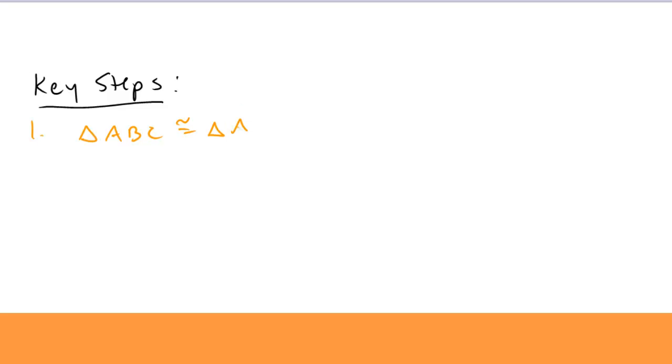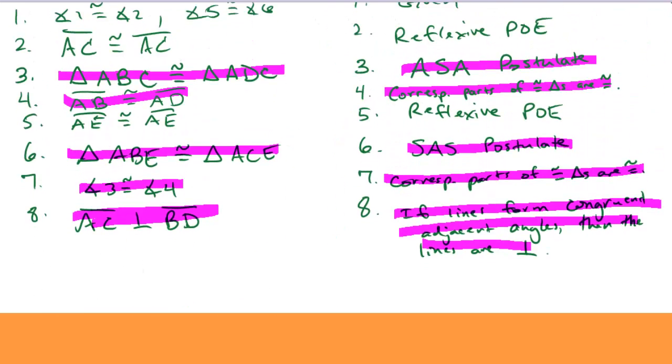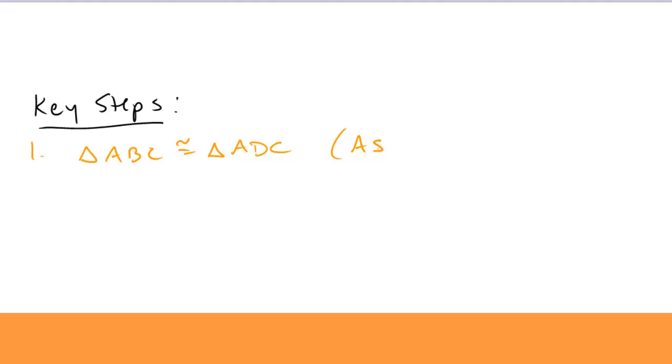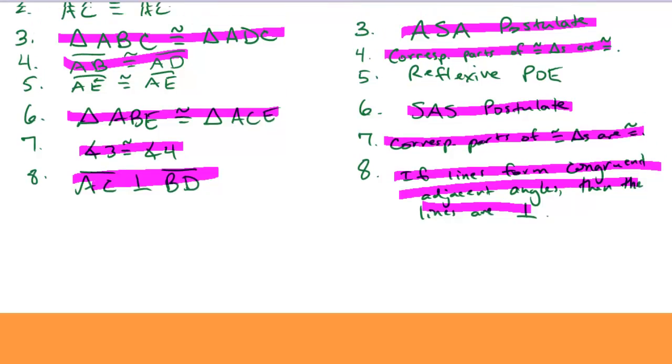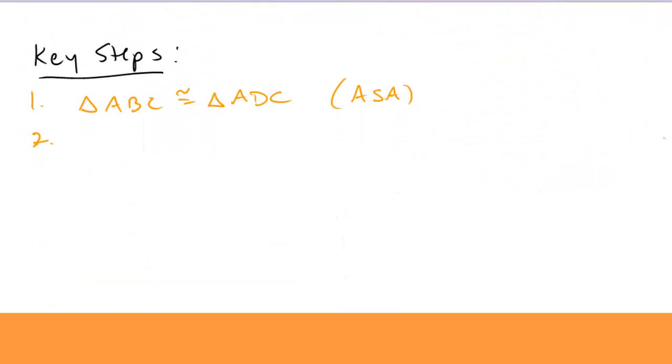By the way, in your notes, when I check them next class, I'm going to look for that proof that we just did in this list of key steps. So you need to have both of those. And this was by, and I'll just write it in parentheses, angle side angle. The next key step was to show that AB is congruent to AD. And we did that because corresponding parts of congruent triangles are congruent.